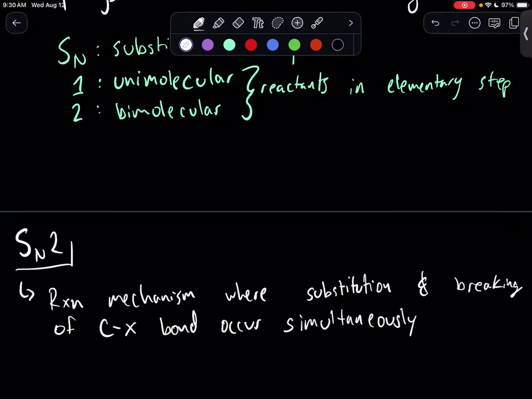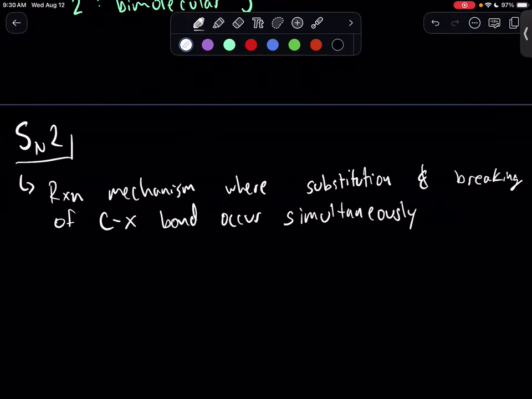We're going to actually look at it as if it's two separate things as we describe the reaction mechanism. And you may even have to describe it in your DP exam as two separate things. But it's important to note that this is actually a simultaneous occurrence.